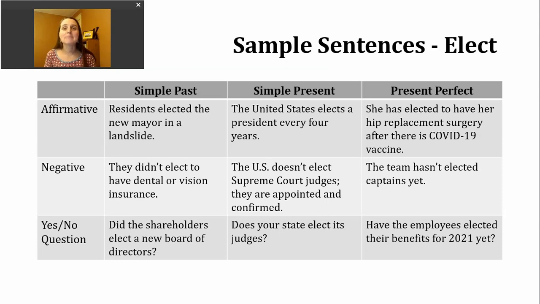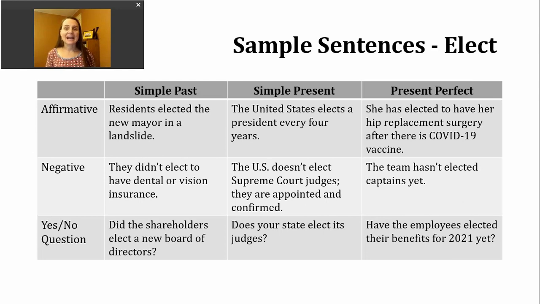Next, let's look at making a negative sentence in the simple present. To do this, we're going to use do not and the base verb, or does not and our base verb. You might hear native speakers use the contractions don't and doesn't. Here's an example. The U.S. doesn't elect Supreme Court judges. They are appointed and confirmed.